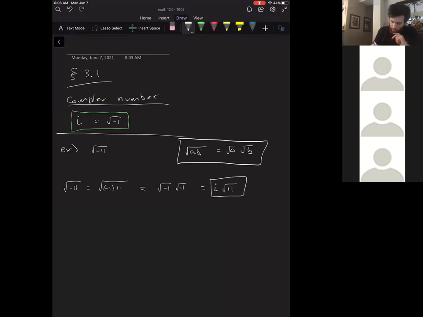The main takeaway from all of this is, if we put it all into one line, if we ever have the square root of a minus and then a number, we can immediately say this is going to be i and then the square root of that number. So you don't really need to think about all these steps going on.